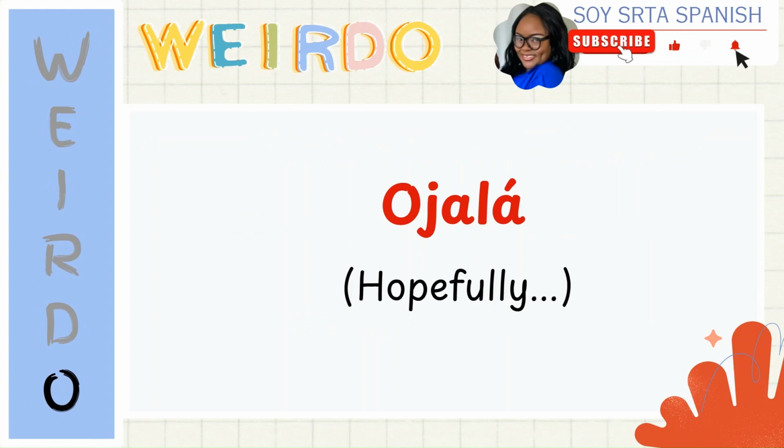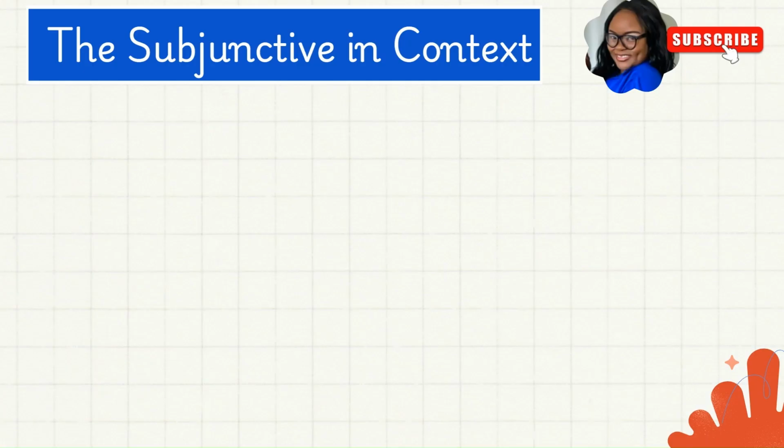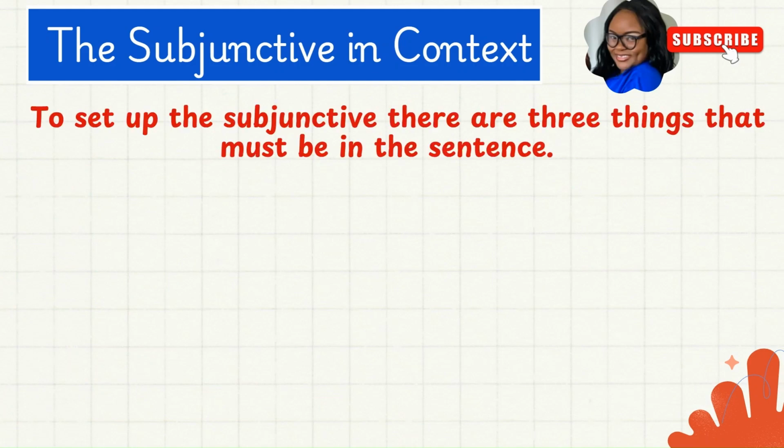So we have just explored all the major functions of the subjunctive by looking at the acronym WEIRDO. But now we really need to go into talking about how. How is it that the subjunctive is used? Let's look at the subjunctive in context. To set up the subjunctive, there are 3 things that must be in the sentence.